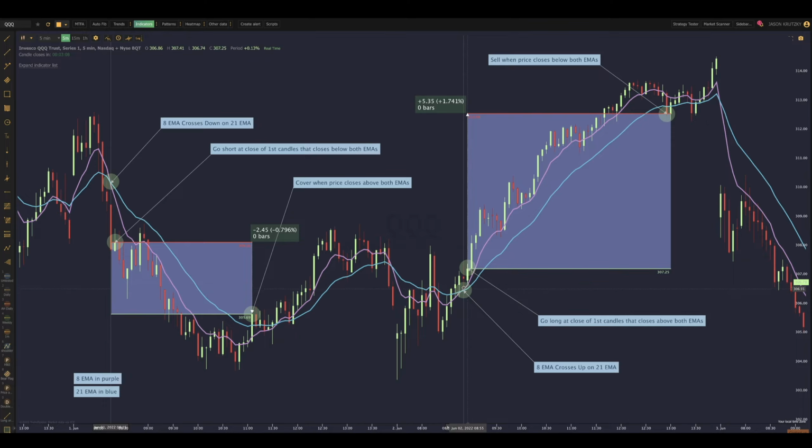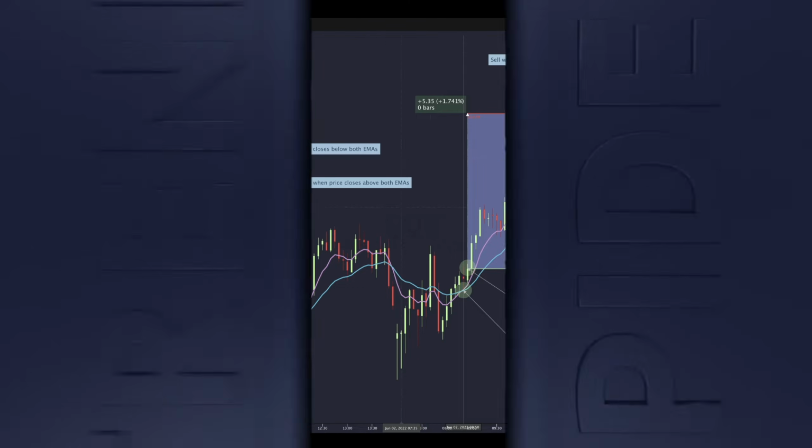On the bullish side, we have the cross up, then we have price closing above both of the moving averages, so we enter into the trade long and we ride that trend until price closes below both of the moving averages for a net gain of 1.74%. So that's how this trade works. Let's jump into the next one.